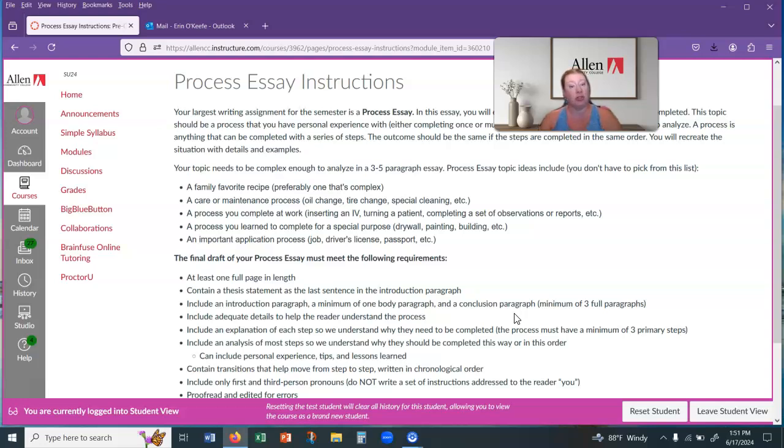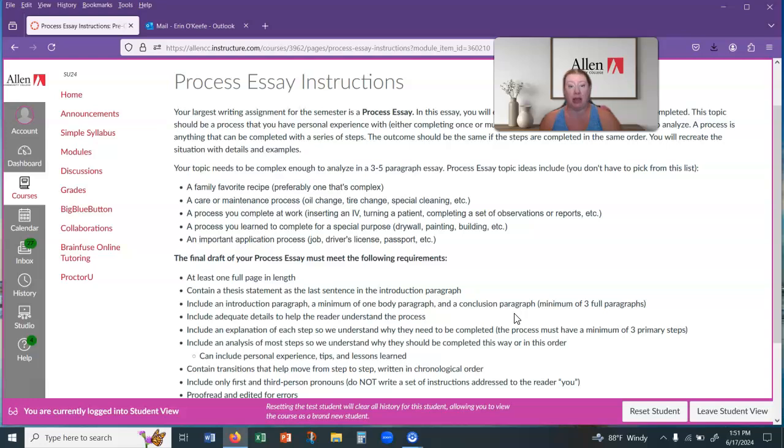A lot of students choose something that's kind of a care or maintenance thing. I get a lot of oil changes and tire changes because those pretty much have to be completed in the same order each time. I have other students who do processes that they complete at work. If they're a nurse, they might have a process like inserting an IV. I had someone do tracheotomies one time. That was a really interesting process. Or it might be an application type process, especially with something you've done recently that can help you out.